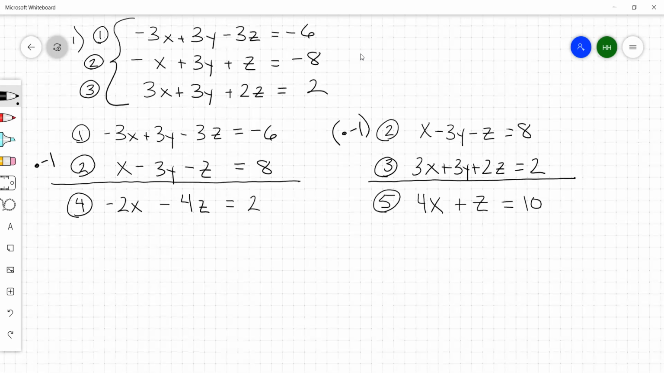Now what I'm going to do, since I've got a -2x and a +4x, I'm going to take equation 4, I'm going to multiply it by 2, and I'm going to write it right here. Because -2x times 2 is -4x. -4z times 2 is -8z. And what's 2 times 2? 4.